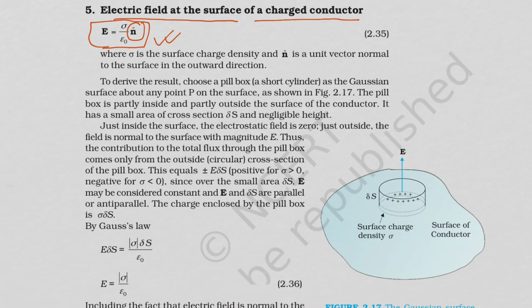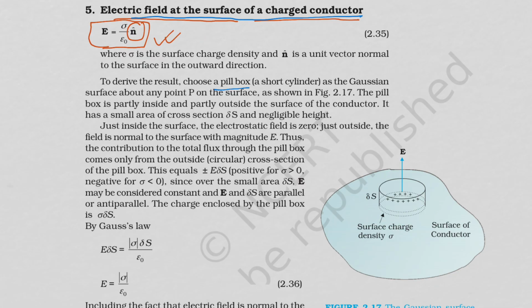And what are we actually deriving? The electric field at the surface of a charged conductor. To do that, we are going to use a pillbox. What is a pillbox? It is a kind of short cylinder that we make so that some portion of this cylinder is outside the surface of the conductor, and some portion is inside.